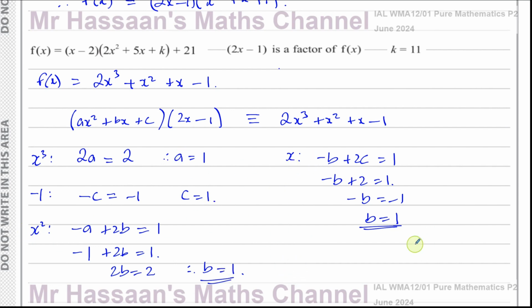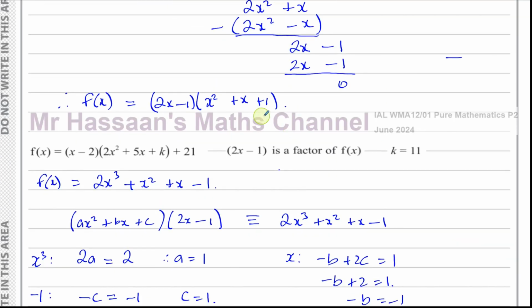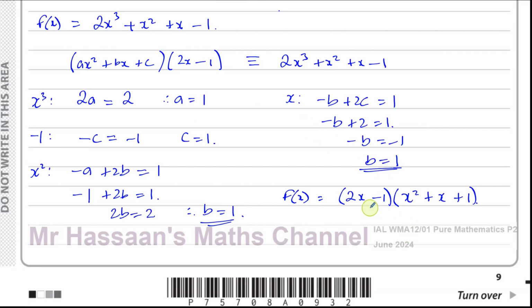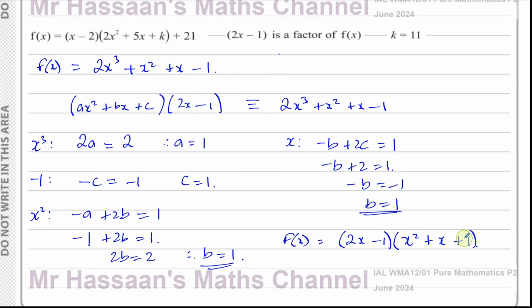So now we know the values of a, b, and c. They're all 1. So we can say that f of x is factorized as 2x minus 1 times ax squared plus bx plus c. So you're going to have 1x squared plus 1x plus 1. And that's exactly what we found when we did it by long division: 2x minus 1 times x squared plus x plus 1.